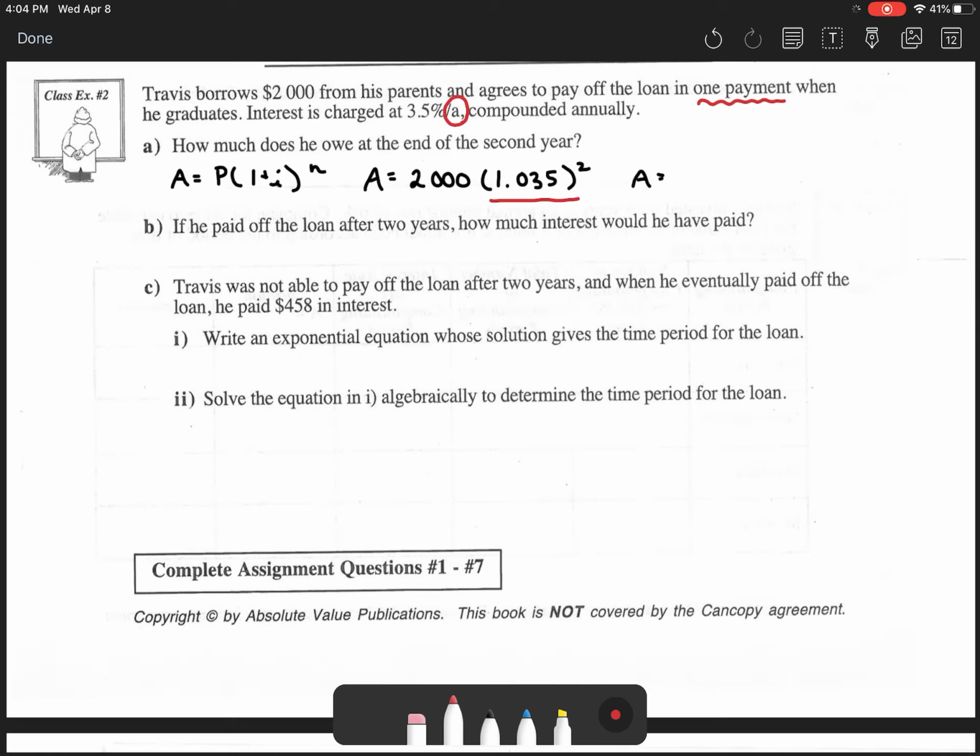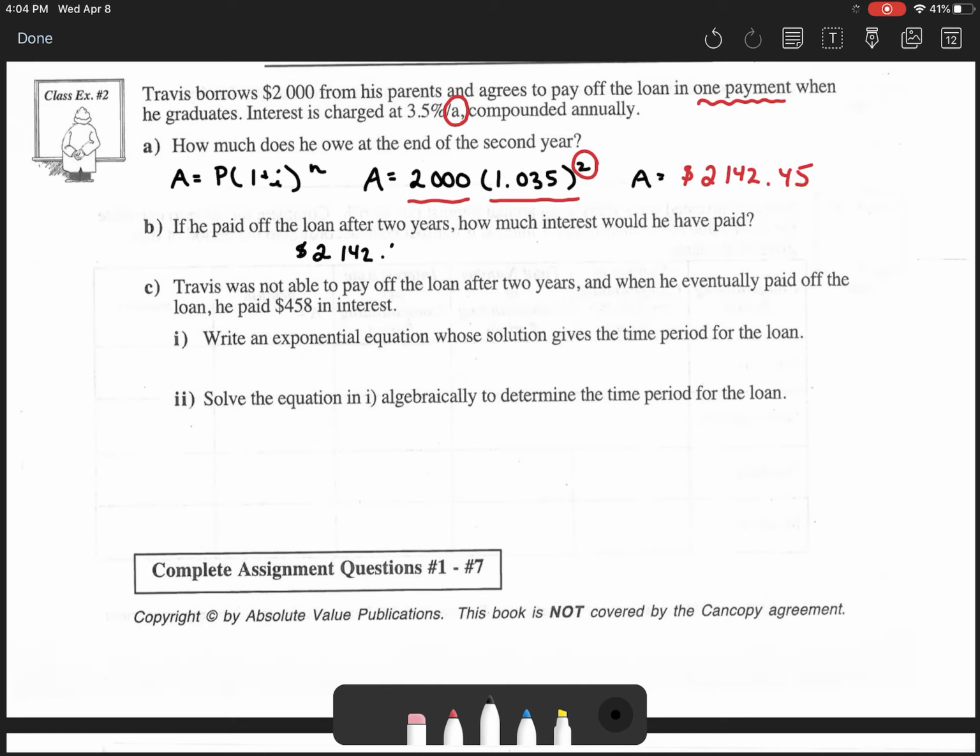So again, when I do that calculation, please remember that I do this part of the calculation first, and then I multiply it by the 2,000. The exponent of 2 does not belong to the 2,000. So it'll be 1.035 to the exponent of 2 times 2,000, and they want that rounded to the nearest two decimal places, so the amount will be $2,142.45.